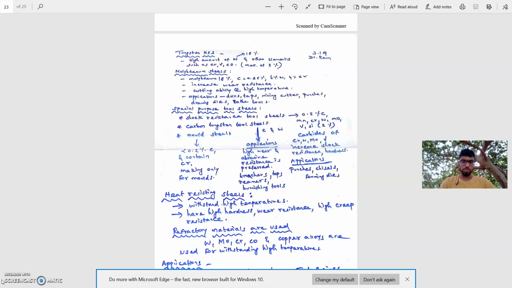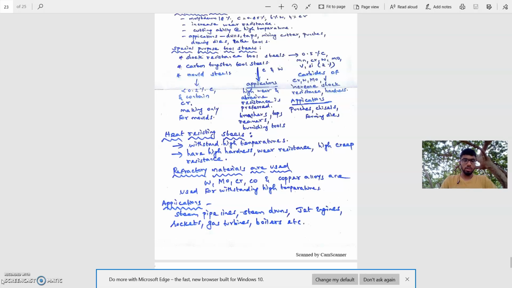Carbon tungsten tool steels. Carbon and tungsten. Applications are where high wear resistance and abrasive wear resistance are preferred: broaches, taps, reamers, bushing tools. Mold steels. They consist of 0.2% carbon and contain chromium, made only for molds. Heat resistant tools. They withstand very high temperature, have high hardness, wear resistance, high creep resistance. Refractory materials are used.